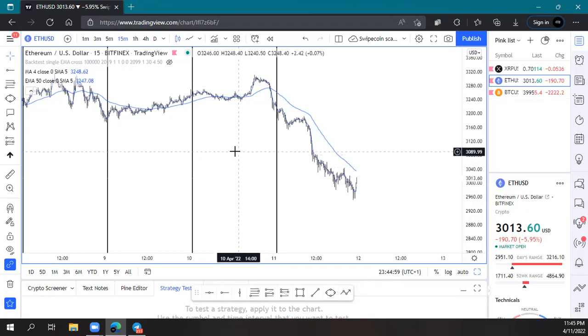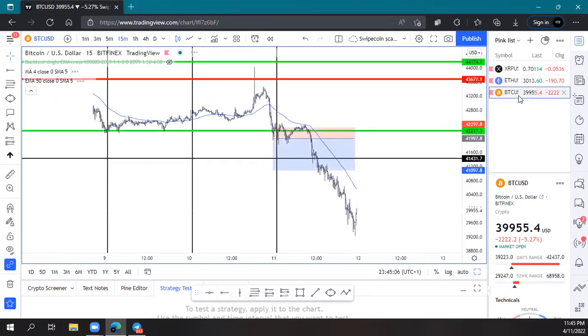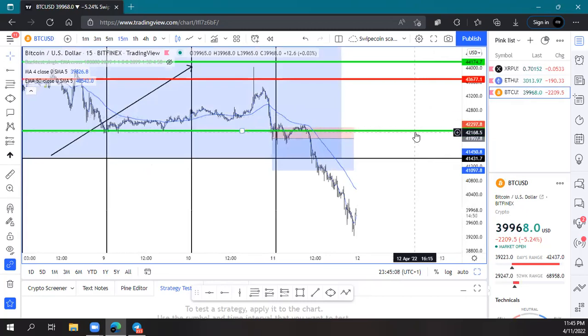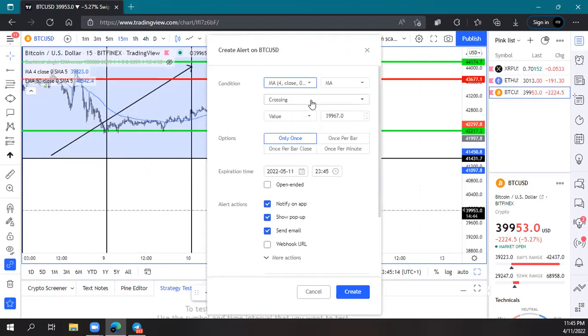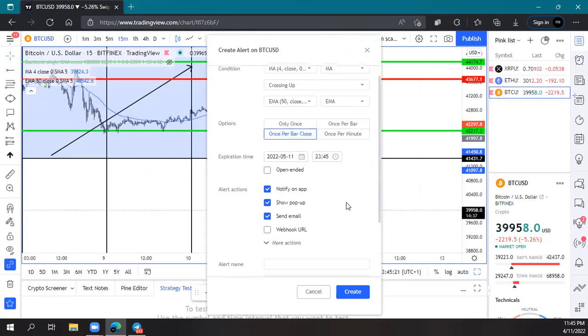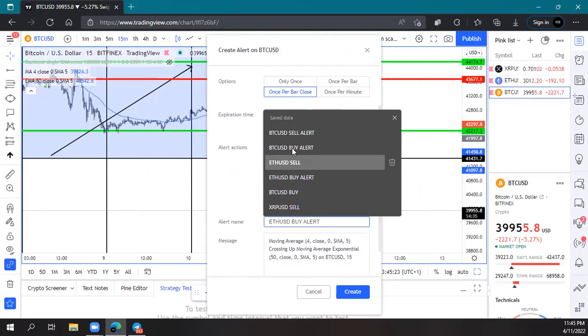So that's how to set the alert. What I did is that I set the alert for ETH, then I went to BTC. You go to BTC, you're going to do the same thing. You come to alert again. BTC will change here to MA crossing up the EMA. You put it at once per bar close again. You name it what? Since it's buy, we name it what?